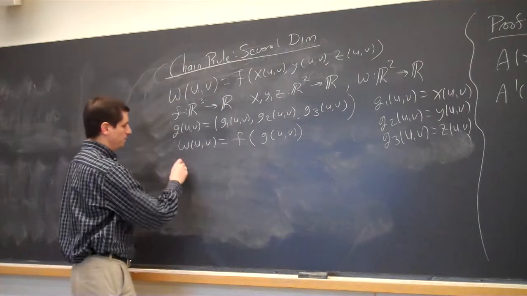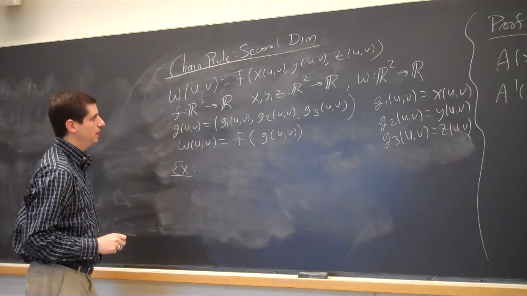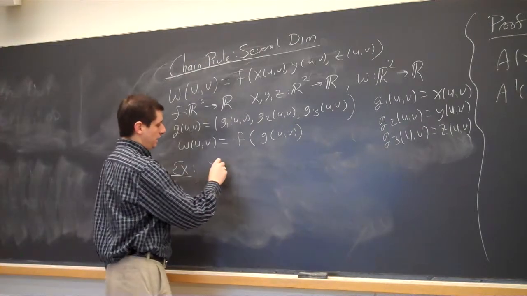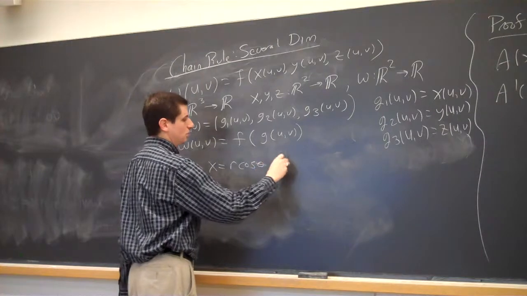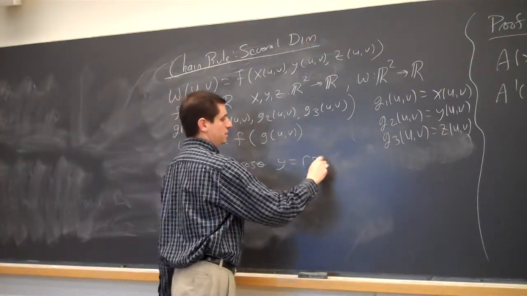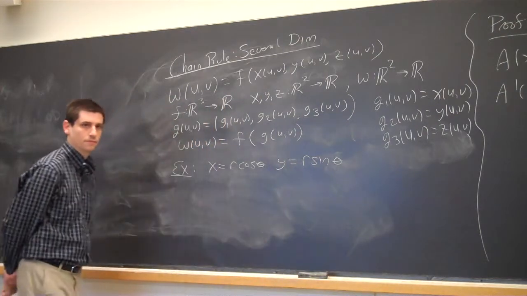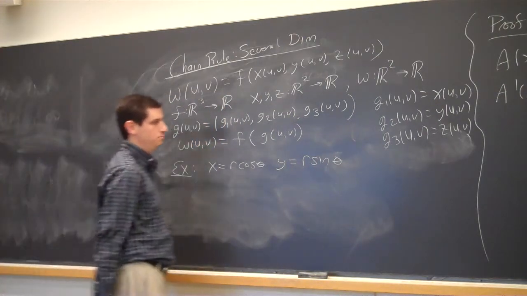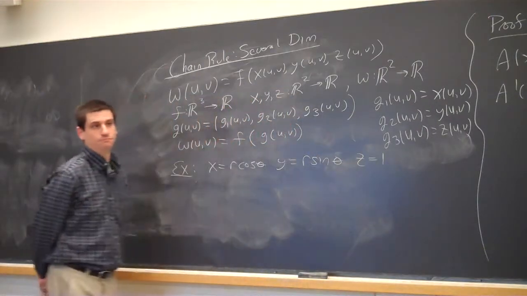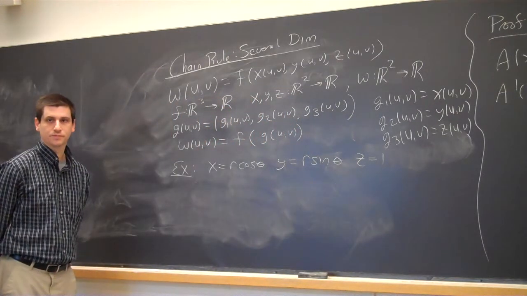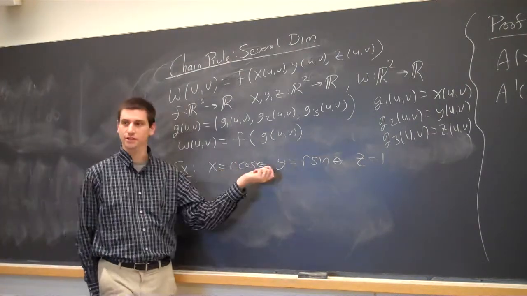For example, maybe x equals r cosine theta, y equals r sine theta. And maybe z is always equal to 1. And so now my variables u and v, I would now be using r and theta.